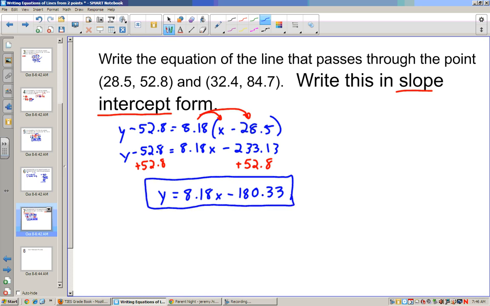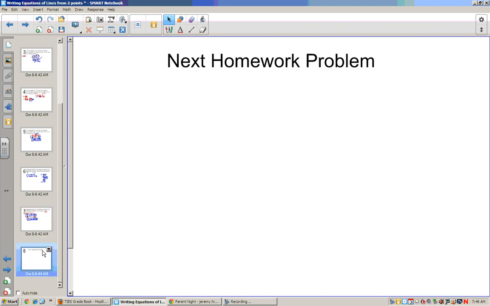Now the reason we're doing this is so hopefully you'll be able to take 2 points on your line and write the equation so you can do your homework problems for 2.2. All right, good luck.